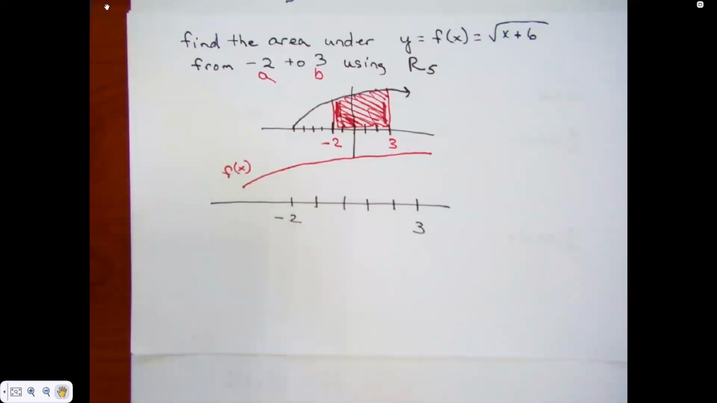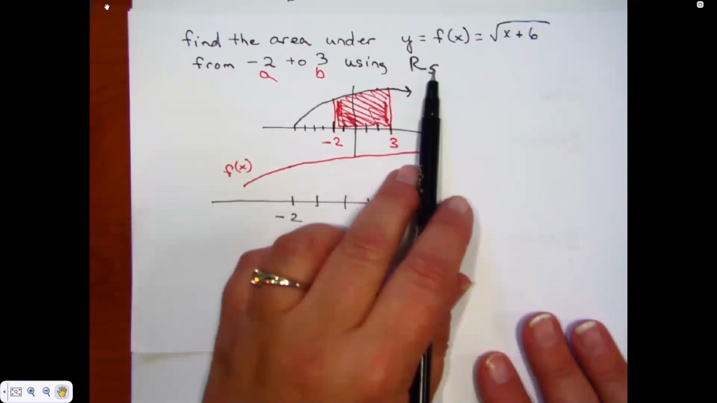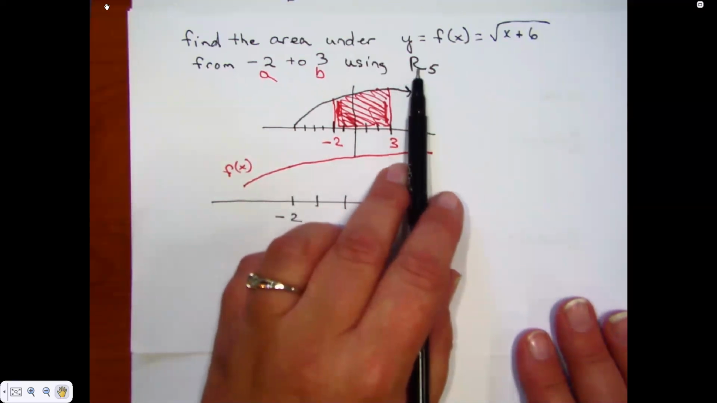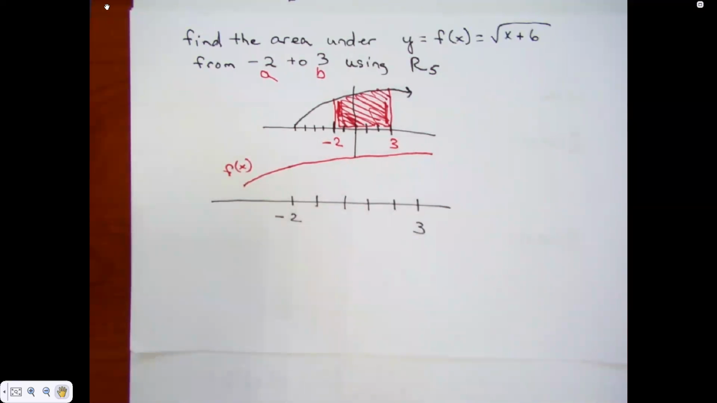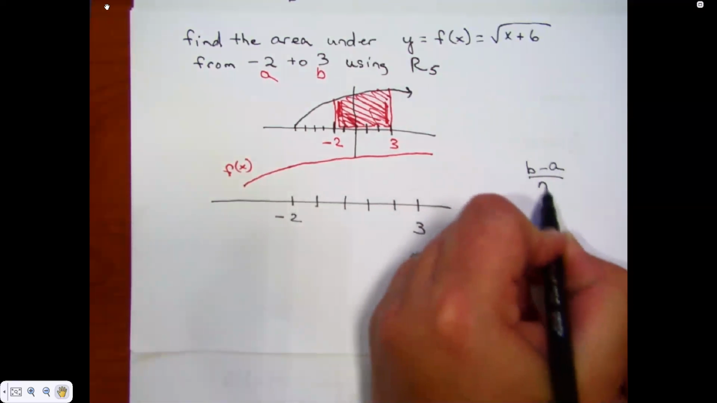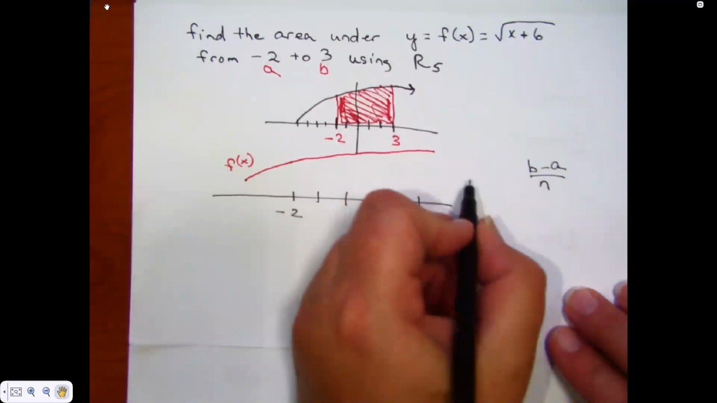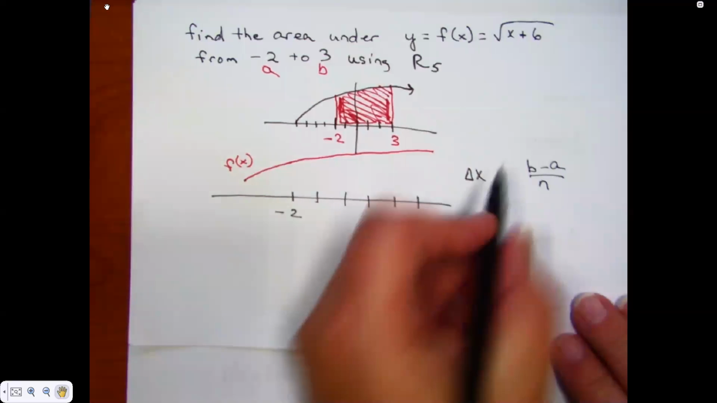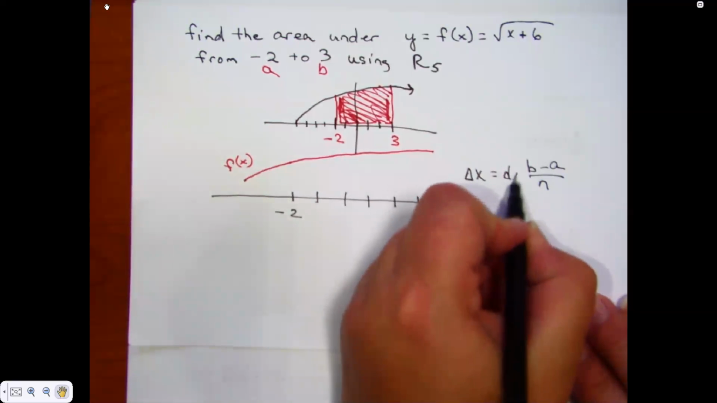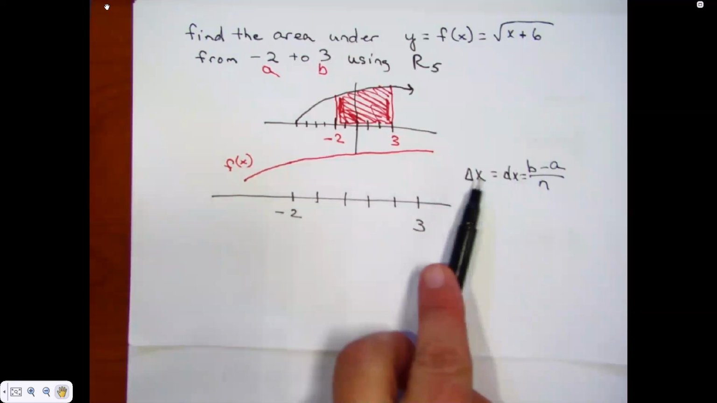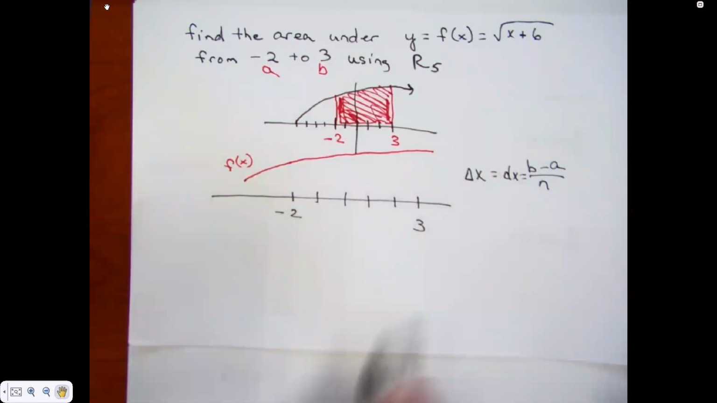All right, so we are going to do, what does R5 mean? 5 rectangles from the right. So how do I know the width of each rectangle? The width of each rectangle is b minus a divided by n. Don't let delta x scare you. Delta x just means the width. And we even change that to dx. That's the width of the rectangle.